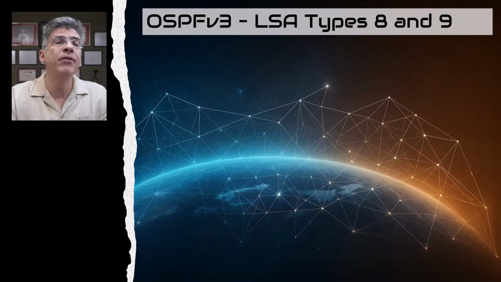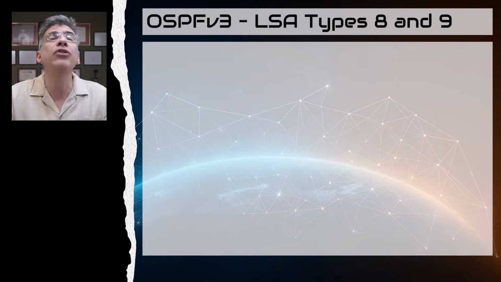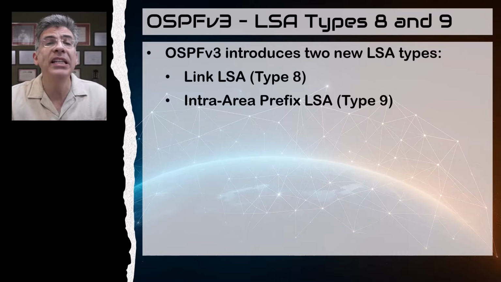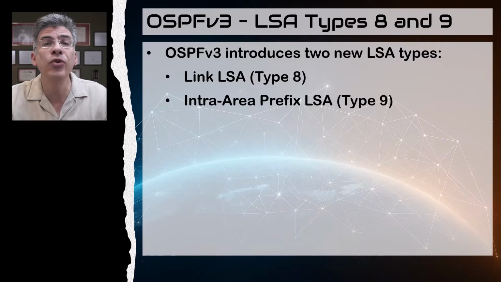Now, OSPF version 3 uses much the same LSAs as OSPF version 2. However, it has also introduced a couple more LSAs. The new LSAs for OSPF version 3 are types 8 and 9, also known as the link LSA and the intra-area prefix LSA. Now, why were these introduced?